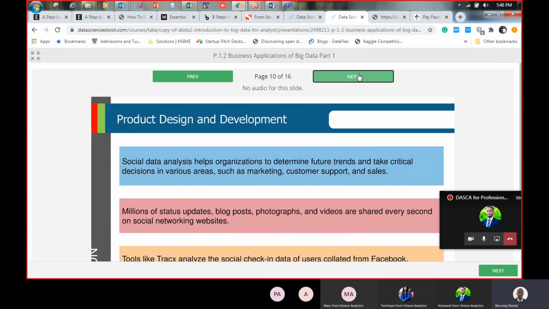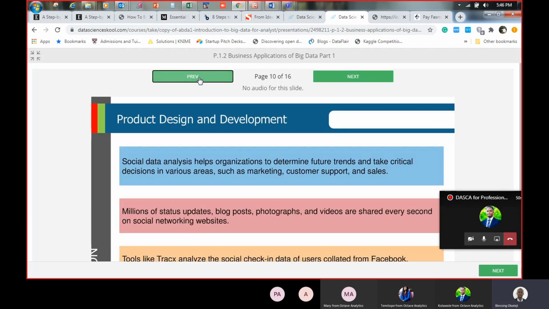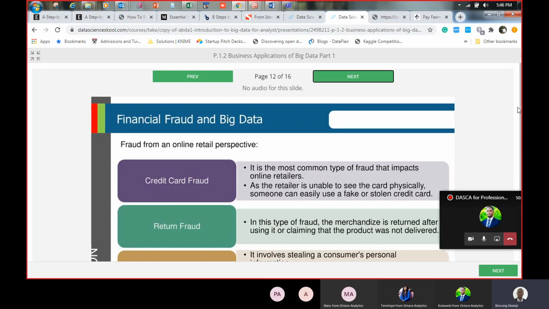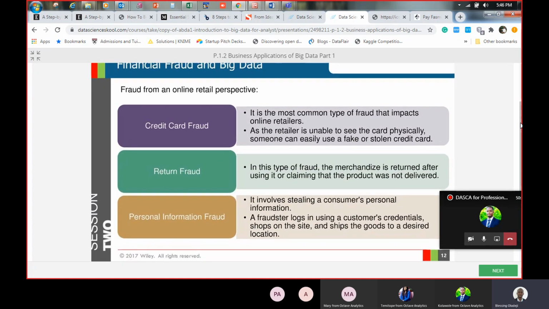So some of these slides are just explaining some of those things that I have said, but I'm trying to contextualize it in our own local environment. I'm trying to bring it home in our own local environment. Let's go forward. So the other aspect is big data is also applicable in detecting fraud: credit card fraud, return fraud, personal information fraud.